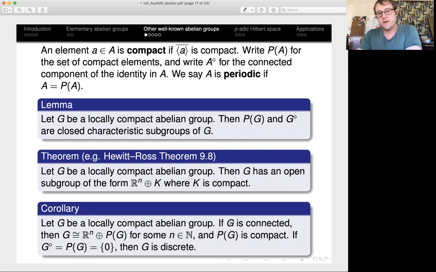On the other hand, if G has trivial connected component, then this R to the n dies. And then if P of G is also trivial, then this K dies. So we have a trivial open subgroup, and that means that G would have to be discrete. So these are two cases where we know quite a lot about the group.